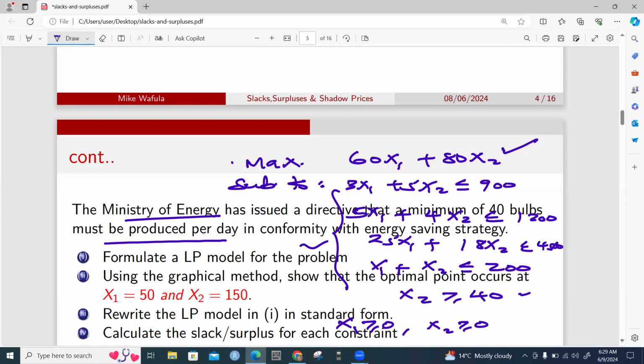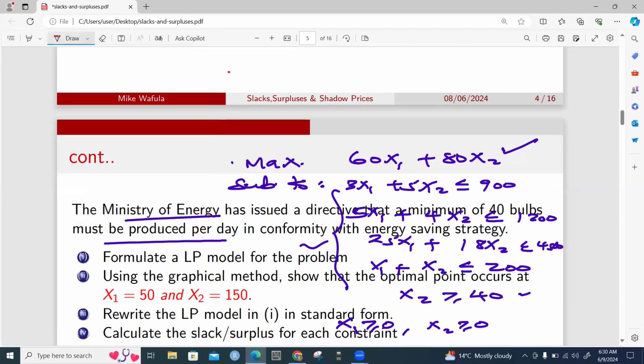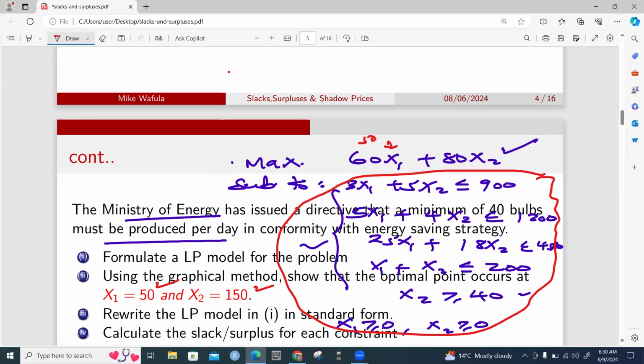However, there's no harm. So once you have managed to plot this to formulate, you can now graph all these constraints, which will help you find the optimal solution. So when you graph, you should be able to get the optimum point being x1 equals 50 and x2 equals 150, so that we can actually get that maximum sales by substituting x1 equals 50 and x2 equals 150 to get the maximum sales possible.